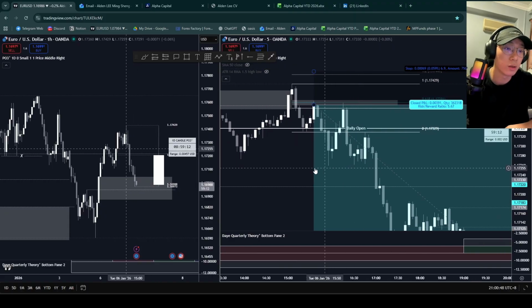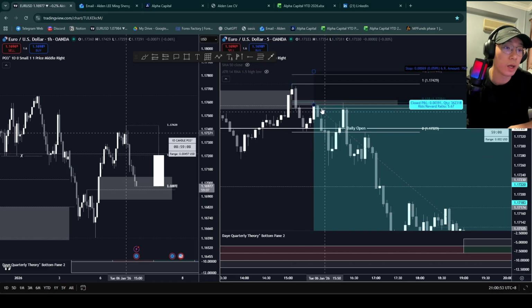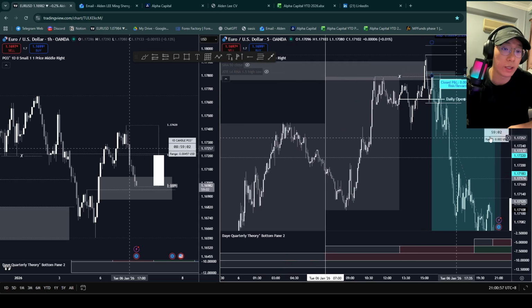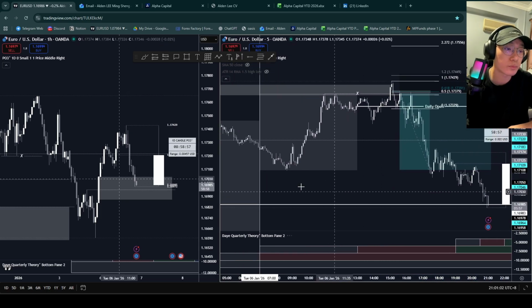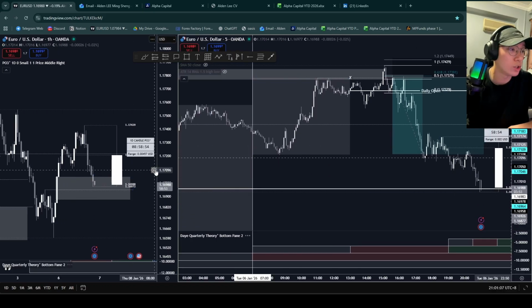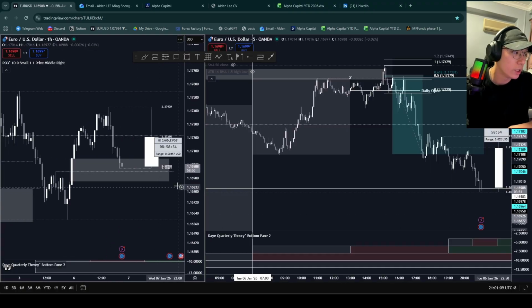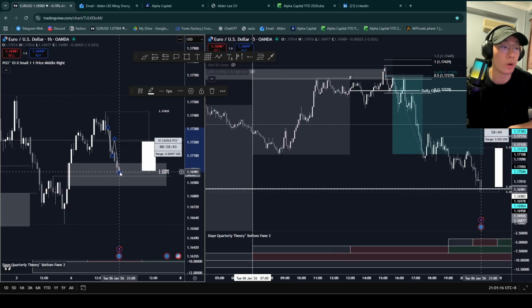There was actually a 5-minute fair value gap here. See if I can zoom it in. There's a 5-minute fair value gap here, as you can see. And then I basically just took a shot at the 5-minute fair value gap. And then my target at first was the Asian low, right? But if you look at the 1-hour chart here, there's actually this 1-hour fair value gap. So I was expecting price to continue into this fair value gap on the 1-hour.